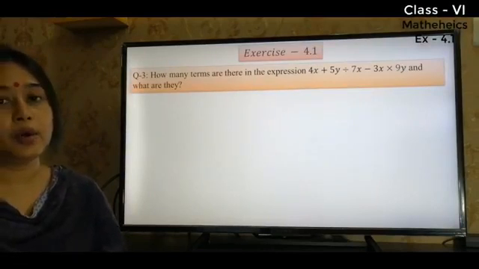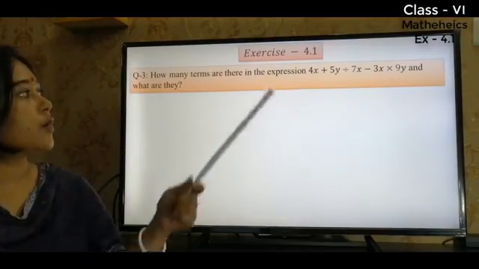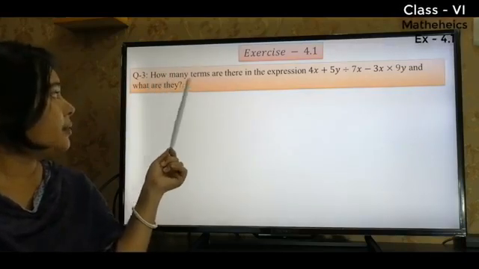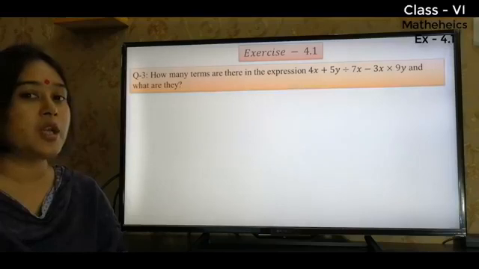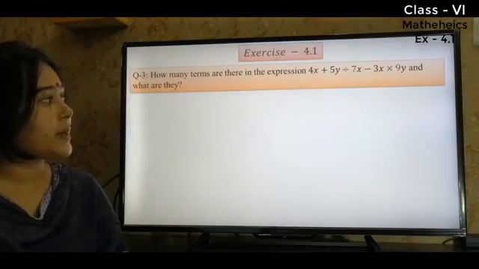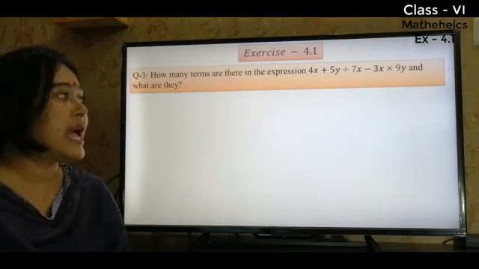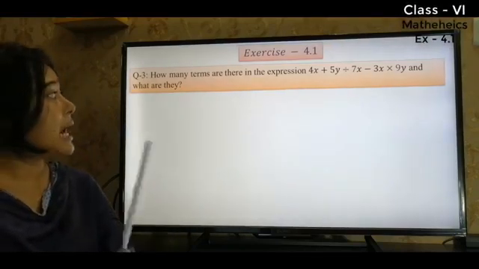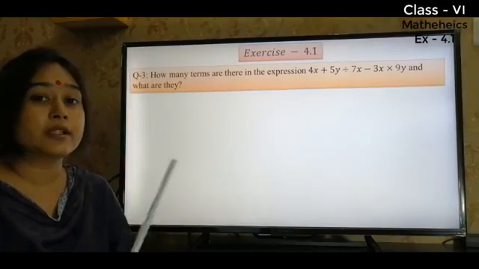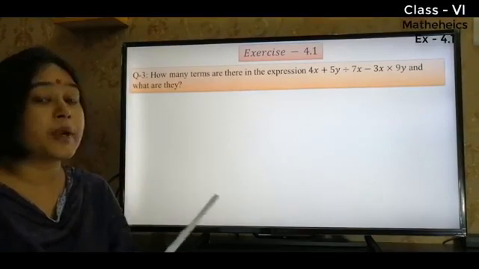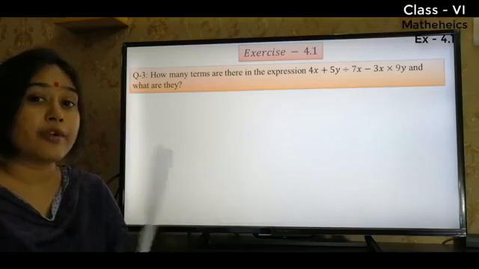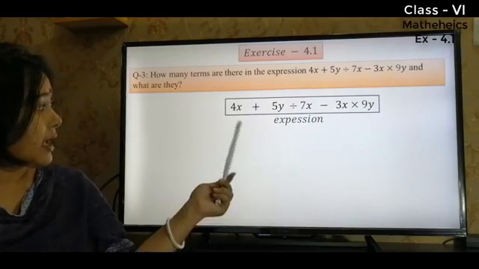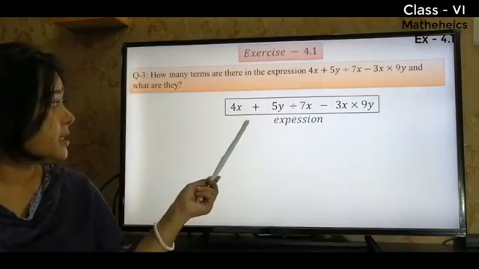So in your math book, exercise 4.1, there is question number 3. How many terms are there in the expression 4x plus 5y divided by 7x minus 3x into 9y, and what are they? So the question asks how many terms are in this expression, and what are they? You have to also find the terms here. I'm explaining a little bit more.